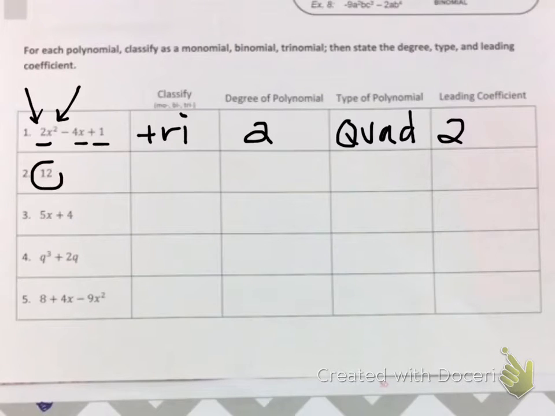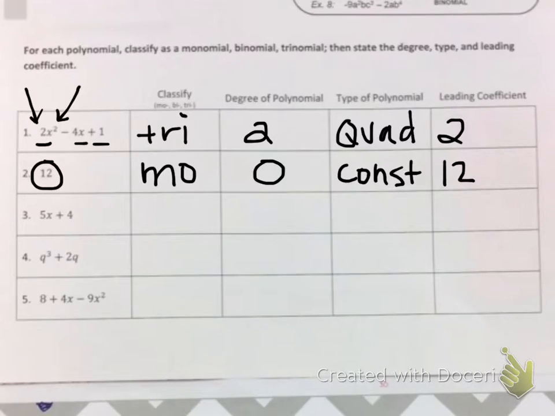This next one has 1 term, so it's a monomial. The degree would be 0 because there's no variable at all. So the type of polynomial would be constant. And the leading coefficient, well, there's only 1 number there altogether, so it would be 12.